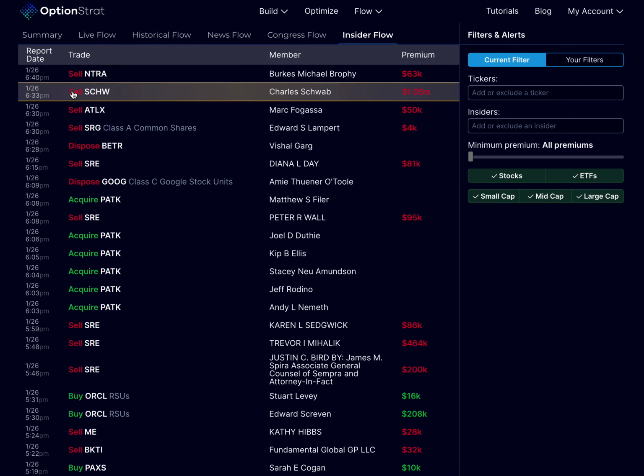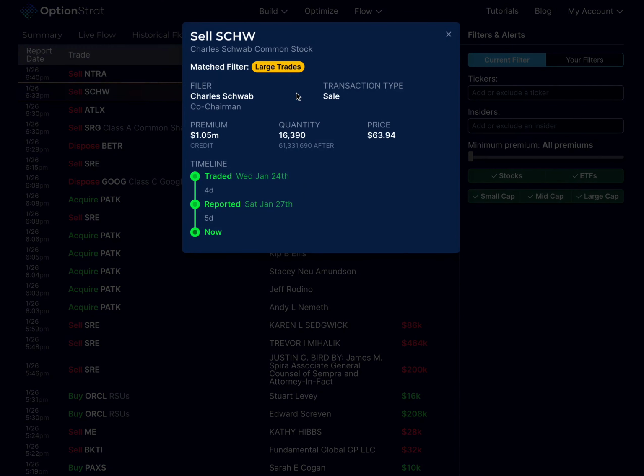We can look specifically here at Schwab. This is Charles Schwab, who sold $1 million worth of shares in Schwab. If I want to know more details on that, I can click on it. Again, I've got all of the details here. He took in $1.5 million in premium. That's the quantity that he sold, the price. It took place on the 24th. It was reported on the 27th, and here we are today.